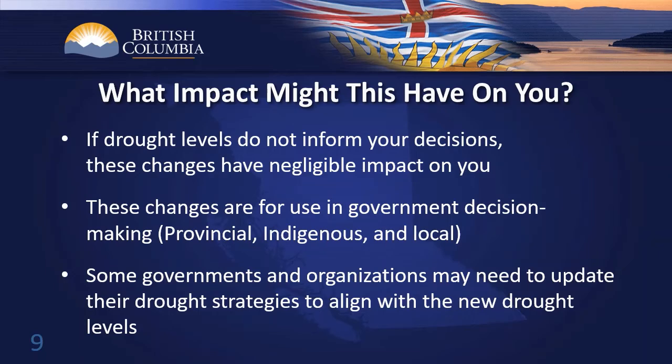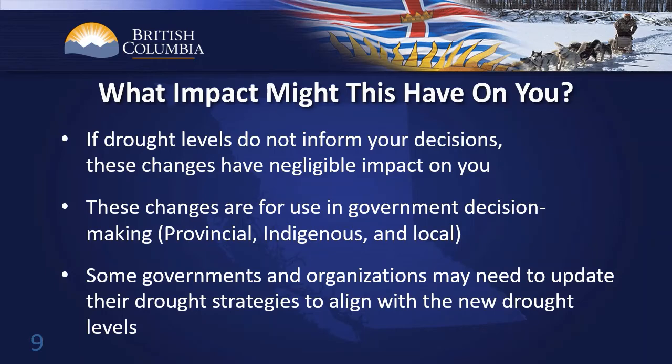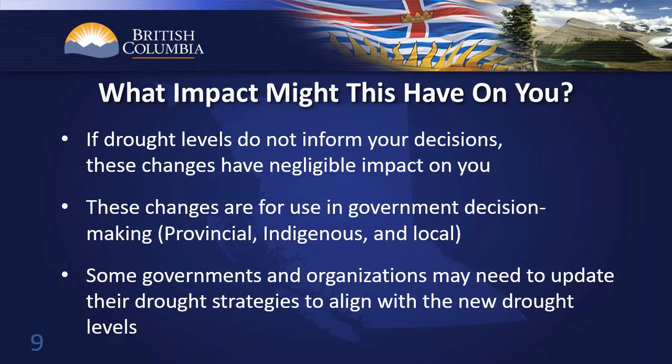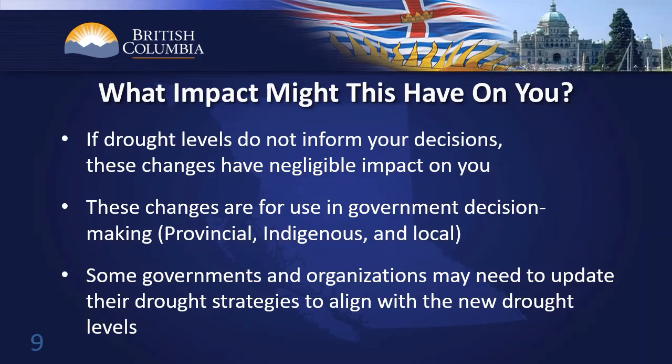If drought levels do not currently inform your decisions, these changes will have a negligible impact on you. The changes are intended for use in government decision-making, whether by provincial, Indigenous, regional, or local governments. Some governments and organizations who do refer to the provincial drought levels in their decision-making may need to update their drought strategies and operations to align with the new drought levels as they are implemented.